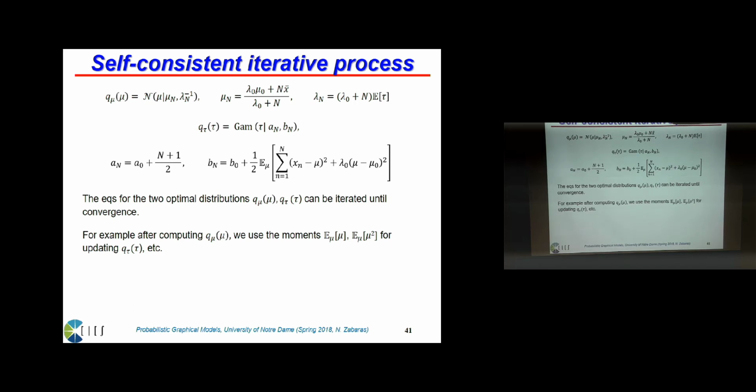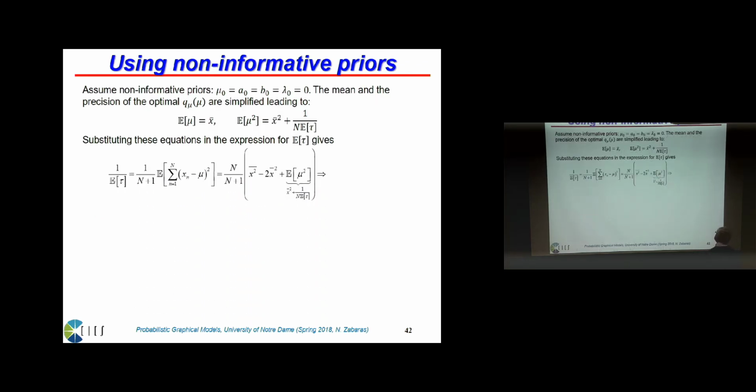So effectively what you need to do is iterate. You start with some values, then you compute the gamma, then you find the moments, whatever the expectation of tau is, you go back, you recalculate this, and keep going until basically convergence.